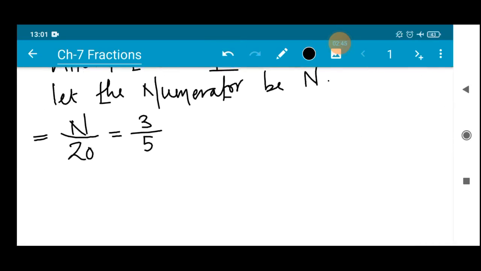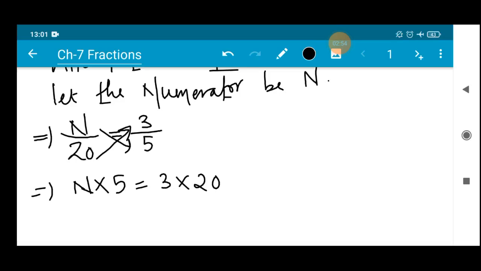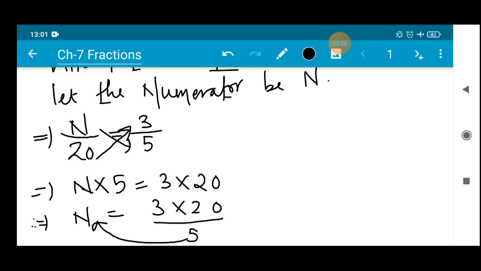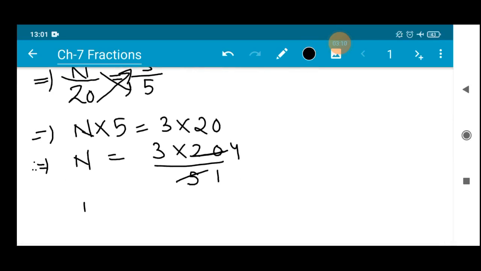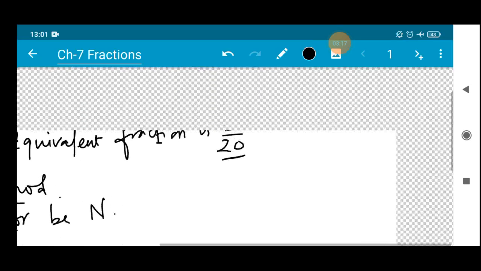Now cross multiply. n into 5 is 5n, and 20 into 3 will be cross multiplied, with an equal to sign in between. Now we have to find the value of n. So n is equal to 3 into 20 divided by 5, because 5 into n is 5n. 5 ones are 5, 5 fours are 20. If you cut this, you will get 3 fours are 12. Didn't you get 12 in the previous method also?